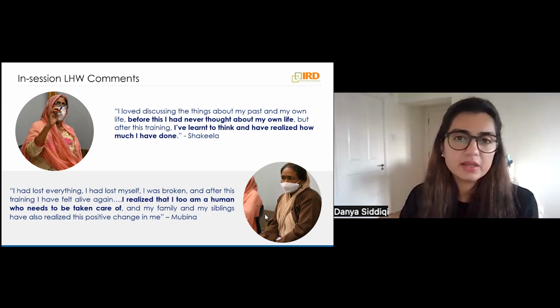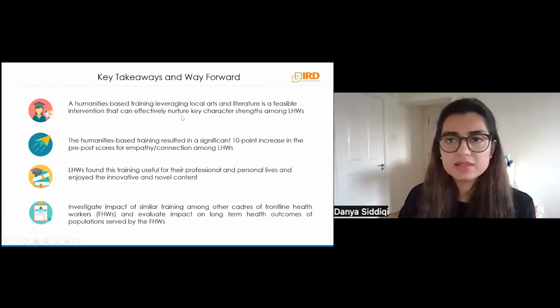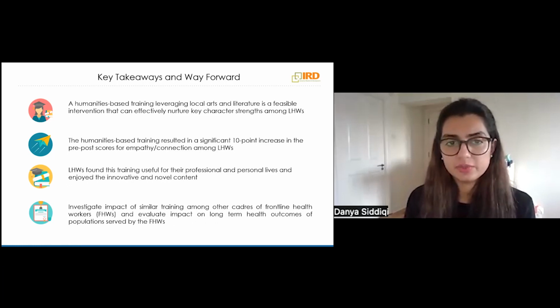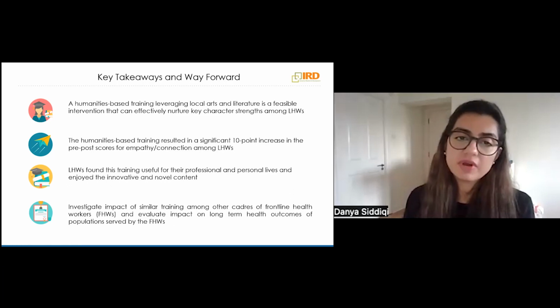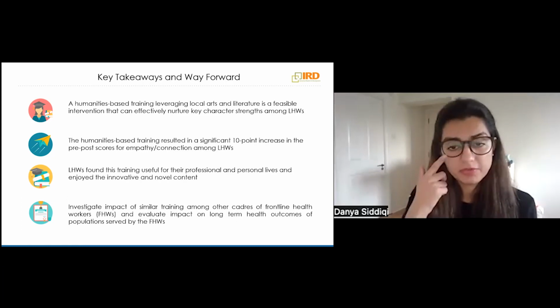And this really added color to the quantitative results that we were seeing as a result of the intervention. I believe this is my last slide, which summarizes some of the key takeaways and the way forward. As a result of this pilot study, we saw that a humanities-based training that leverages local arts and literature is a feasible intervention that can effectively nurture the key character strength outcomes among the lady health workers. Most notably, the training resulted in a significant 10-point increase in the pre-post scores for empathy and interpersonal communication and connection among the lady health workers. From the lady health workers' perspective, they found that this training was useful for their professional and personal lives, and they enjoyed the innovative and novel content that was provided through the trainings.